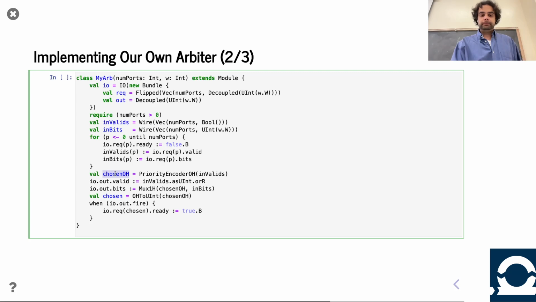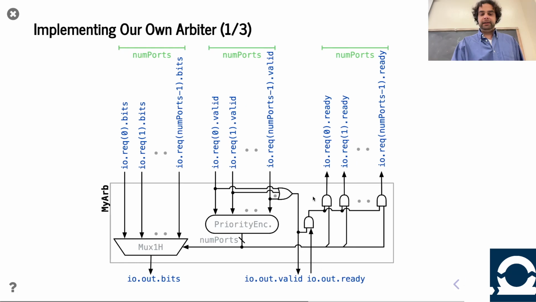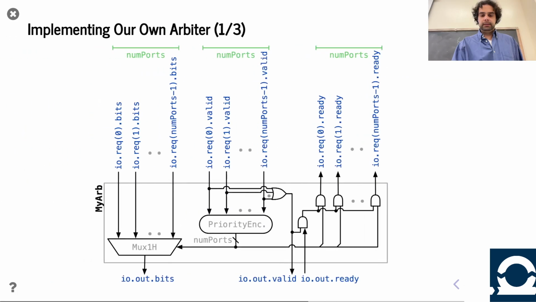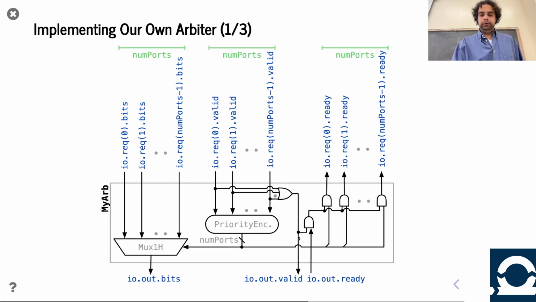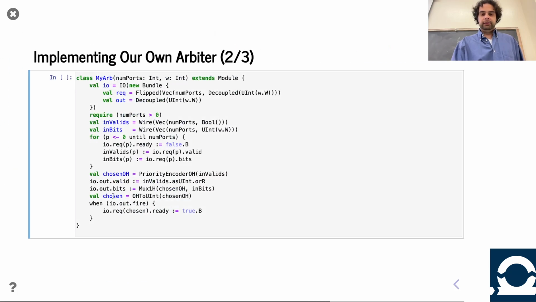And then what do we do with that? Well, we have the mux one hot we saw in the prior slide, using the one hot chosen to actually route the data. Okay. And then remember in the prior slide we said this out valid is going to be the OR of all the input valids. So that's what this is.